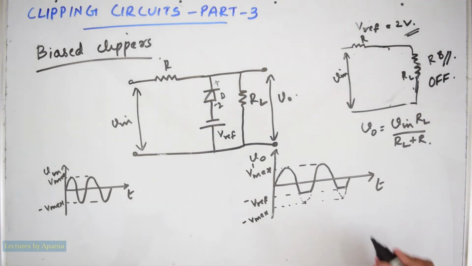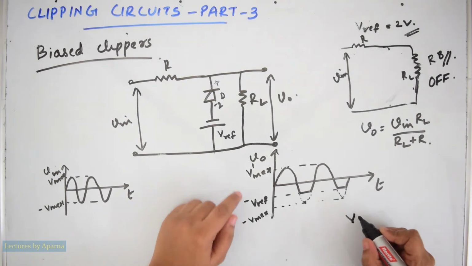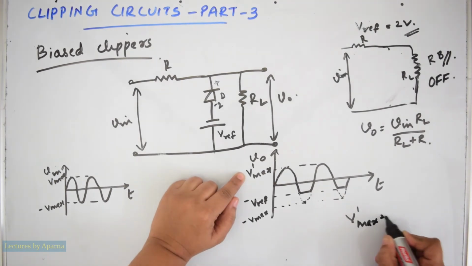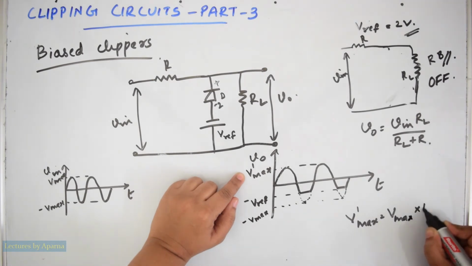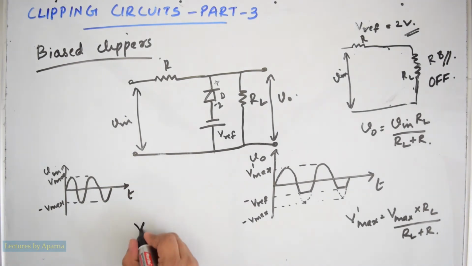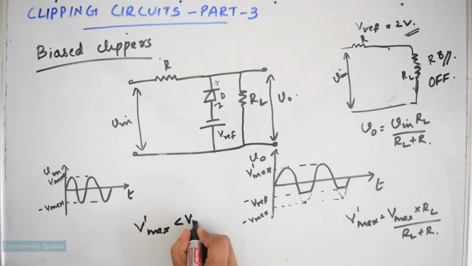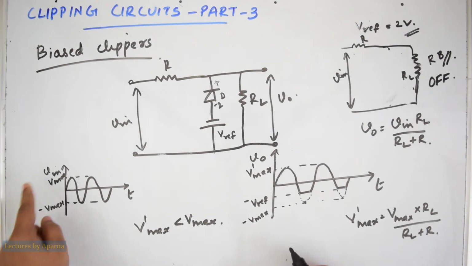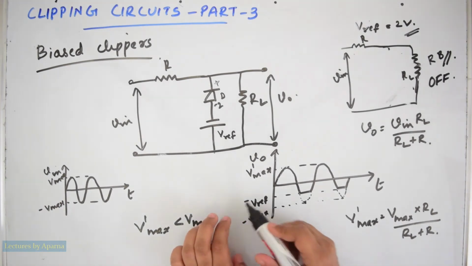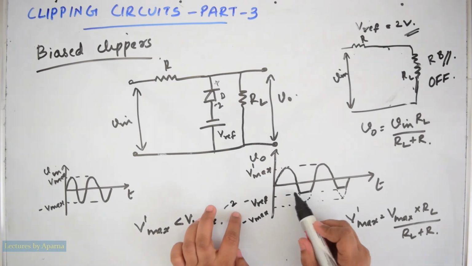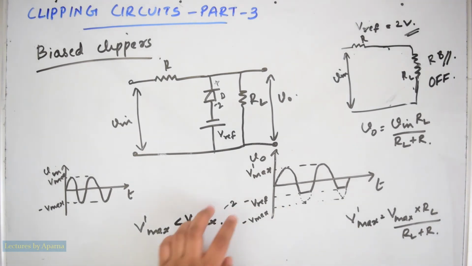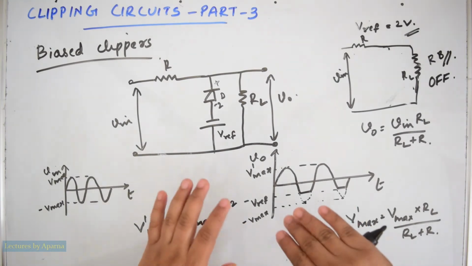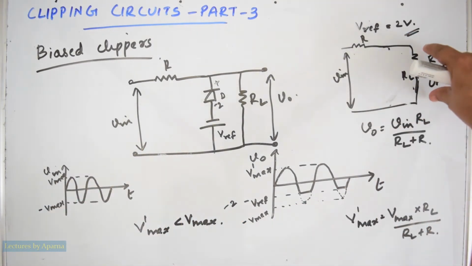So what about the maximum voltage? The maximum voltage here will become V dash max is equal to V max into RL by RL plus R, and hence this V dash max will be less than V max. So this V dash max will be lesser than this V max, and here this minus V reference, we took it as minus 2 volt. At minus 2 volt, what happens we have to see, during the negative half cycle. During the positive half cycle, the whole input wave will appear with a reduced voltage at the output.